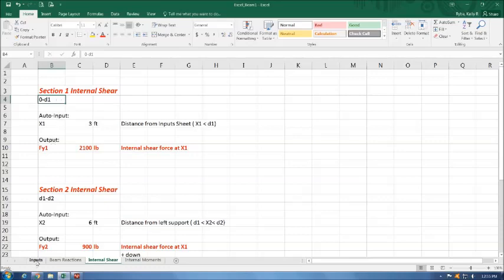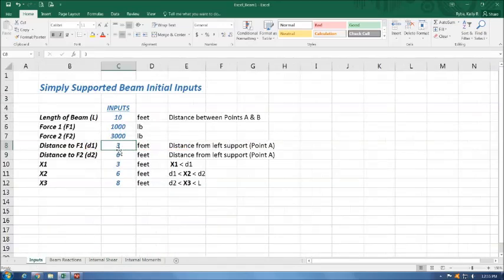My D1 distance, remember, was an input to the first force. So my D1 in this case, on this problem, was 3. I could change that if I wanted to. But it's the zone, that first section. I could have that be a different number, but it has to be between there.